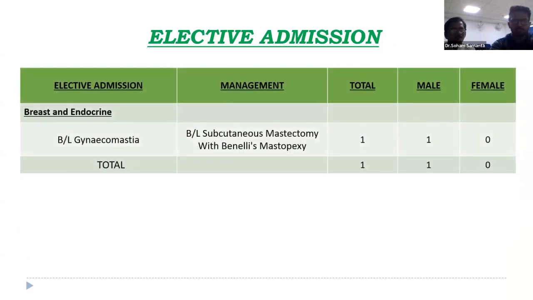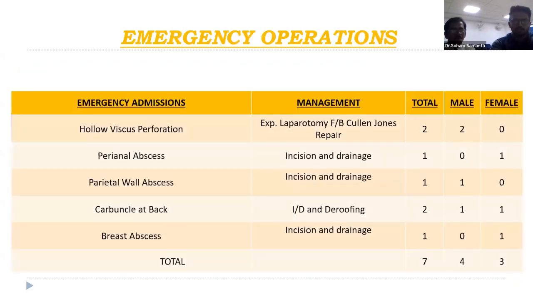In breast and endocrine surgeries, bilateral gynecomastia for which bilateral subcutaneous mastectomy with Benelli's mastopexy was done. In emergency operations, 2 cases of hollow viscus perforation for which exploratory laparotomy followed by Graham's patch repair was done. 1 case of perineal abscess for which incision and drainage was done.